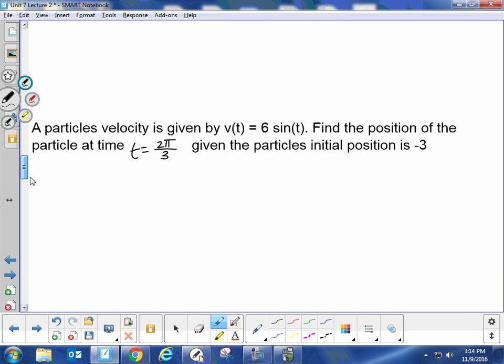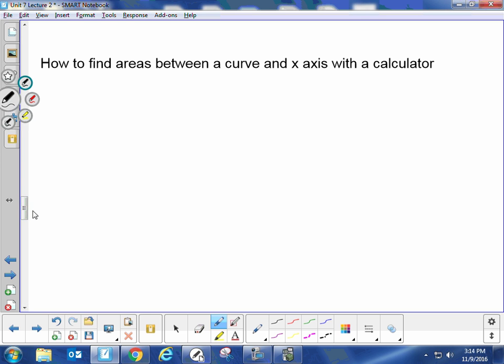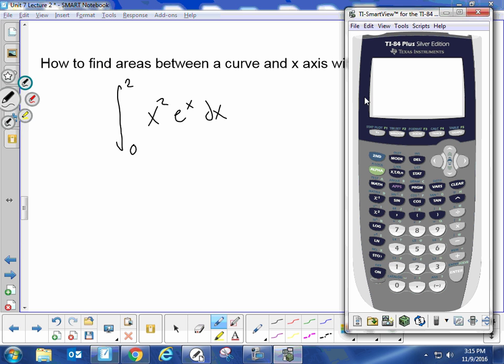Let's talk about finding areas between a curve and an x-axis with a calculator. Let's talk about finding the area from 0 to, I don't know, 2 under x squared e to the x. I know I can't take the antiderivative of this, so I can't use the fundamental theorem of calculus, but a calculator has the capabilities of doing lots of calculations really, really quickly. And what it does is a right-Riemann sum, but with a lot of skinny rectangles. And it uses a right-Riemann sum to approximate this exact area.